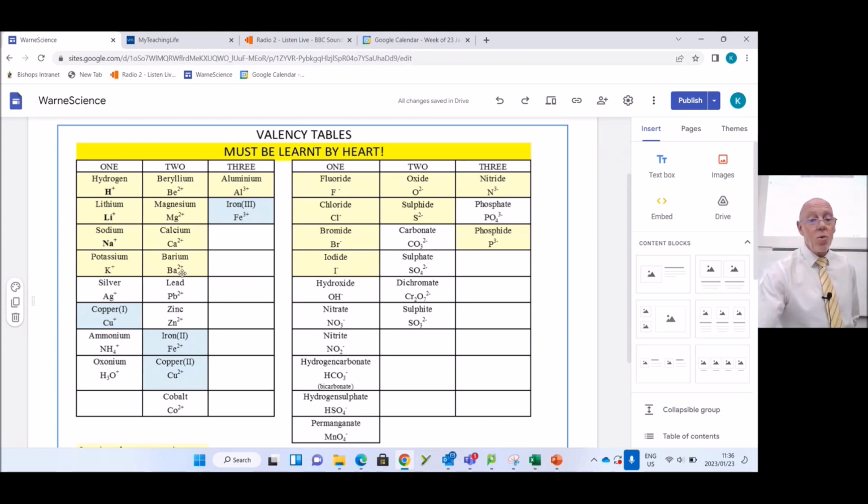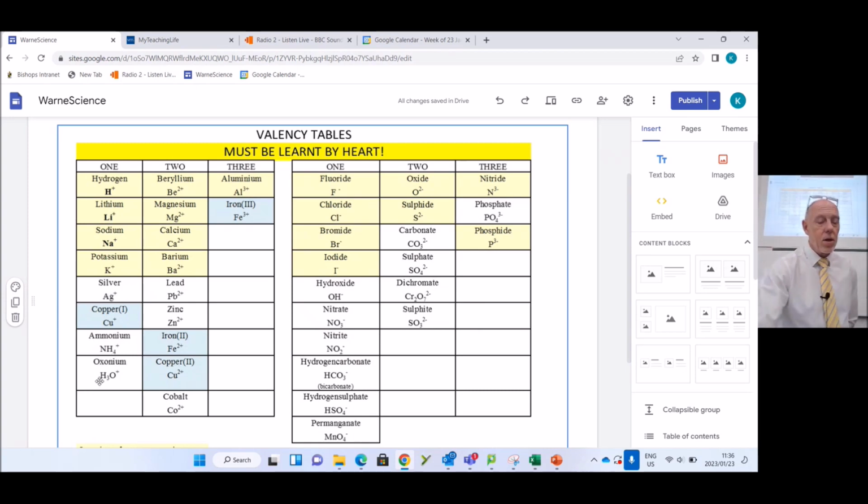The only ones you have to learn are the ones in white. The ones in blue, we will always tell you, because copper can be 1+ or 2+. So how do you know if it's copper 1 or copper 2? We'll tell you: this is copper 1 oxide, or this is copper 2 oxide. And here's a little hint. If we don't tell you, and you're not sure, then go for the 2. The 2 is normally the most stable, if there are 2 possibilities. So the only ones you have to learn are the white ones.